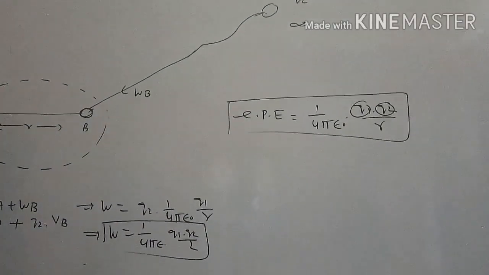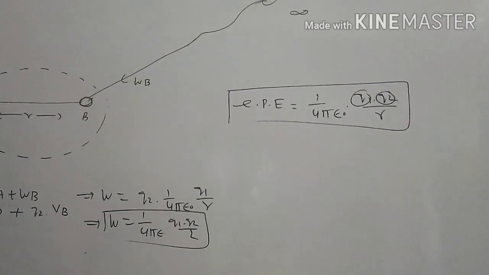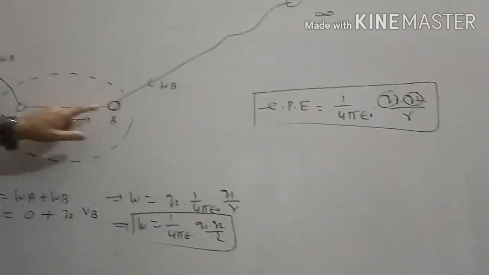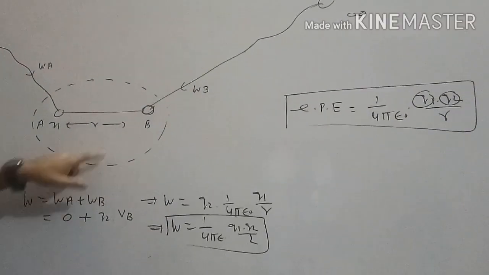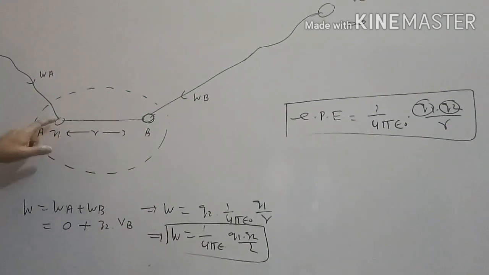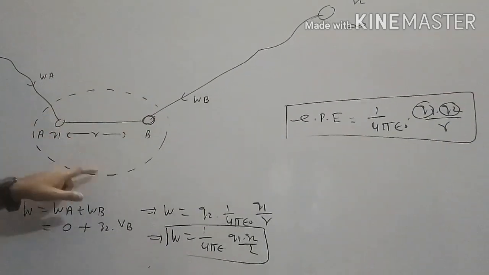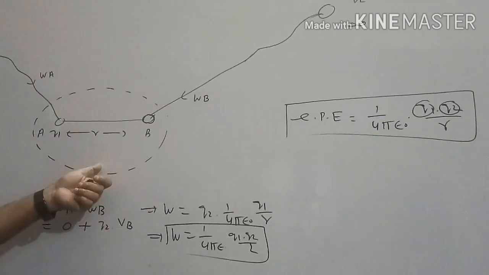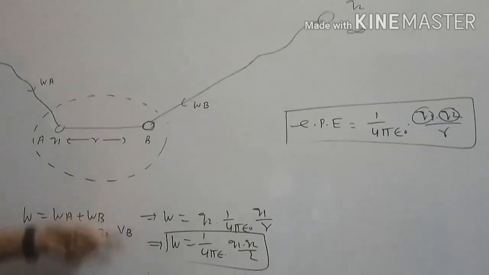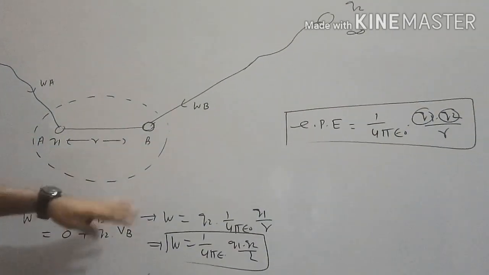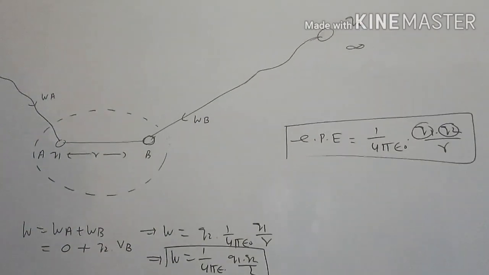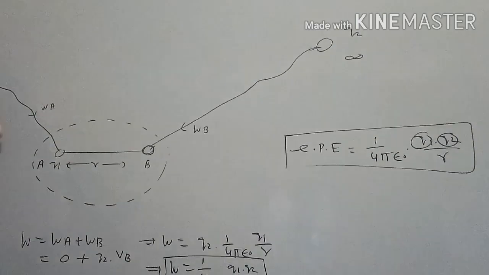Now, suppose a third charge is also shifted here. When the first charge is shifted here, no work will be done. Now that charge will produce potential here as well as here. So when the second charge is shifted, this much work will be done. Now here, both these charges will produce potential. So when the third charge is shifted, we have to do some more work. So total work done will be WA plus WB plus WC. The same method you can use to find the electric potential energy of 3 charges, 4 charges, 6 charges and 10 charges. This is how we find the expression for electric potential energy.